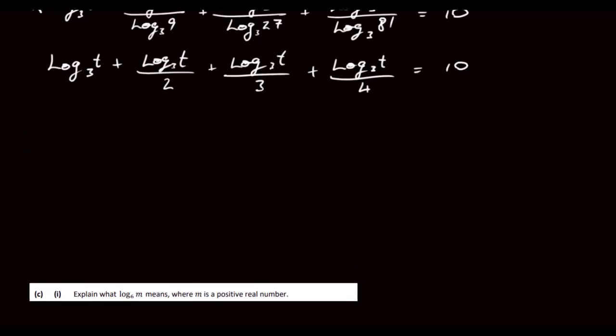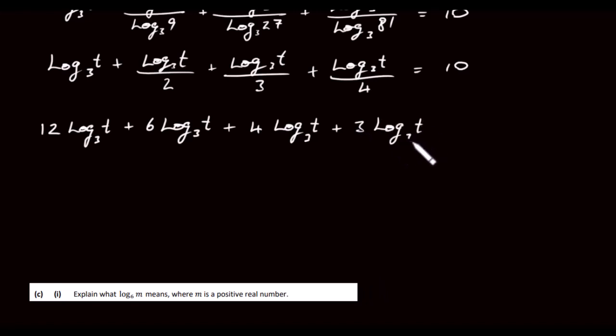Okay, so next line then, I've got a 2, a 3, and a 4 here. So what I'm going to do is multiply everything by 12. This is going to be 12 log t to the base 3, plus 2 into 12 is 6 log t to the base 3, 3 into 12 is 4 log t to the base 3, and then 4 into 12 is 3 log t to the base 3, and that gives me 10. I've got to multiply this by 12 as well, so that's actually 120 here. It's a common mistake to forget to multiply this by 12 as well.